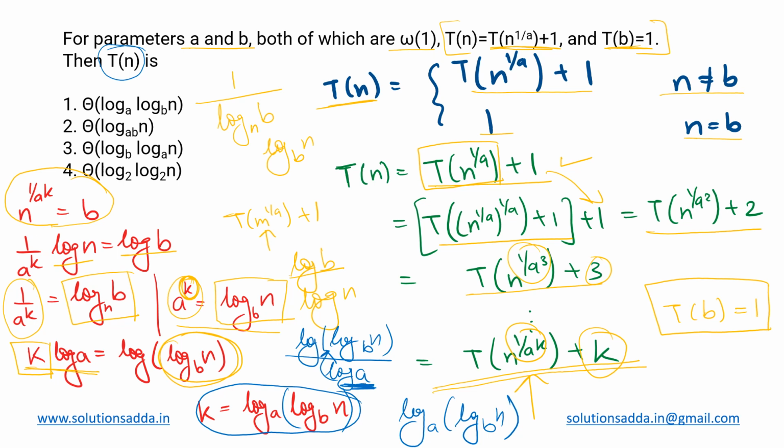Since a and b both were omega of 1, we can say that the complexity of the entire recursive equation determined in this particular way gives us this first option, that is theta of log_a(log_b n), in the same order as we have derived it from there. So the first one will give us the answer for this particular question.